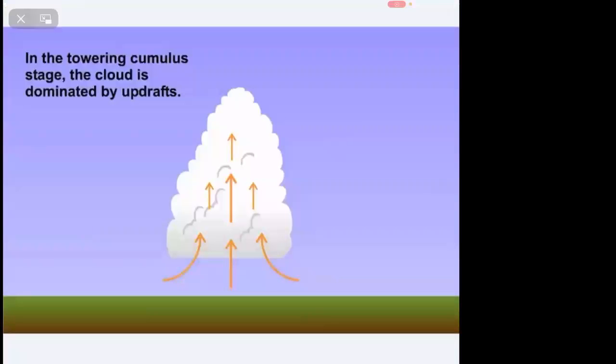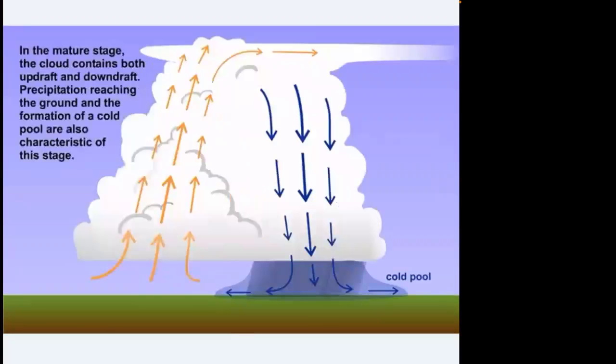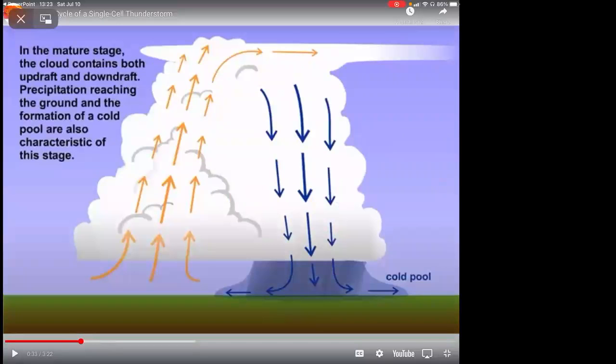In this video, I'm going to summarize the life cycle of a single-cell thunderstorm. Basically, single-cell thunderstorms have three stages: the cumulus stage, the mature stage, and the dissipating stage. In the cumulus stage, the cloud is dominated by updrafts, as a cumulus congestus or towering cumulus cloud develops. As updrafts accelerate, low-level air converges in from miles around to feed the updraft. Eventually, as the cloud grows very tall and cold, the top of the cloud becomes glaciated.